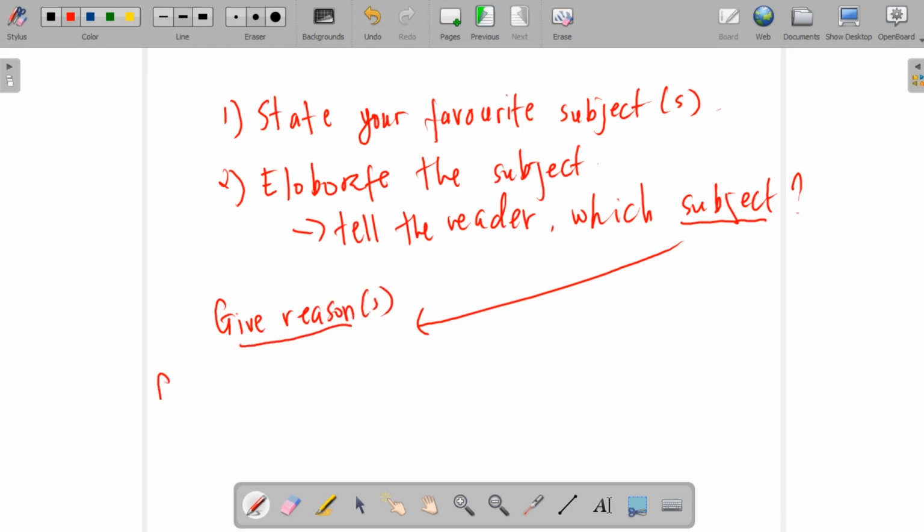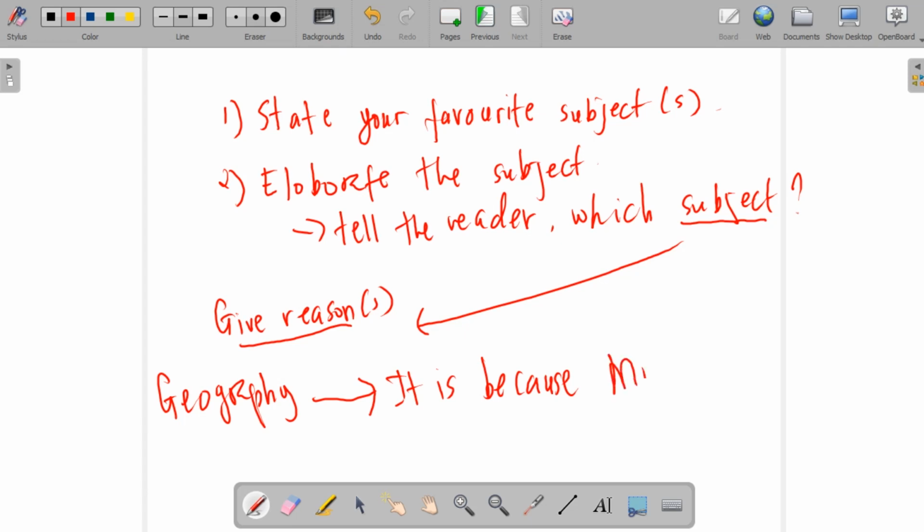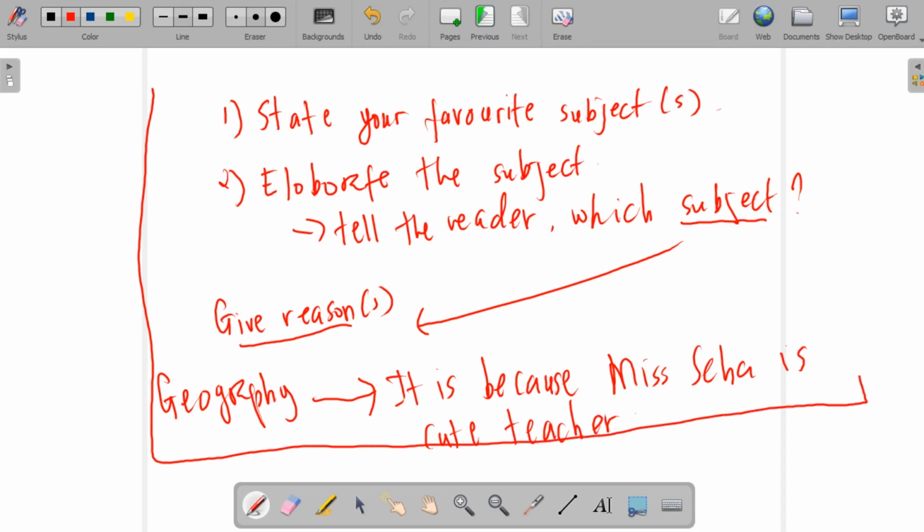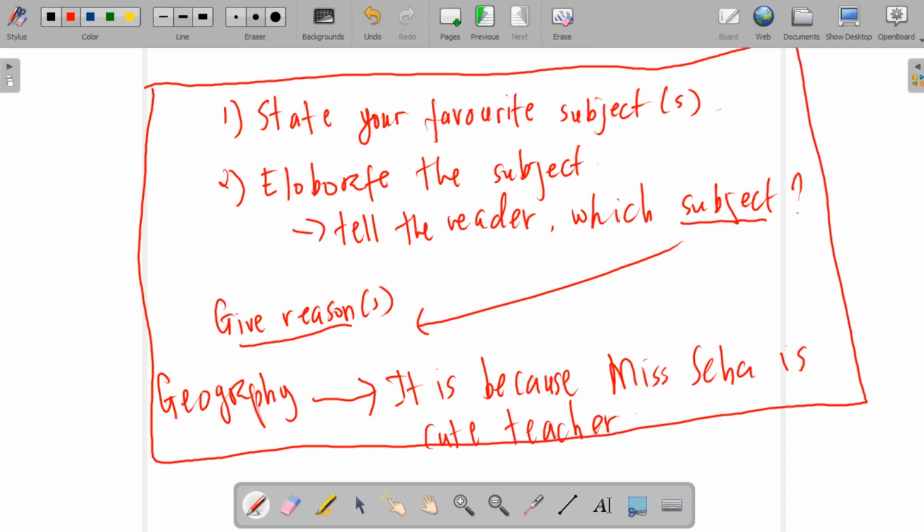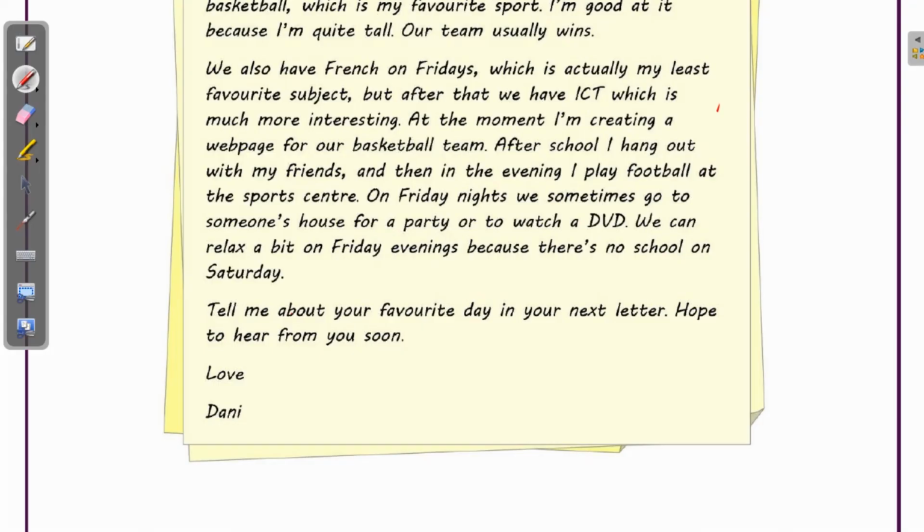For example, geography, you love geography. So the reason why, it is because Miss Seha is a cute teacher. Ni contoh je lah. So meaning that you need to give a reason, right? So this is for paragraph 1. Okay, we move on to second paragraph.